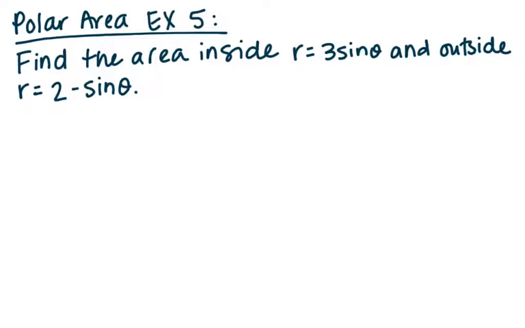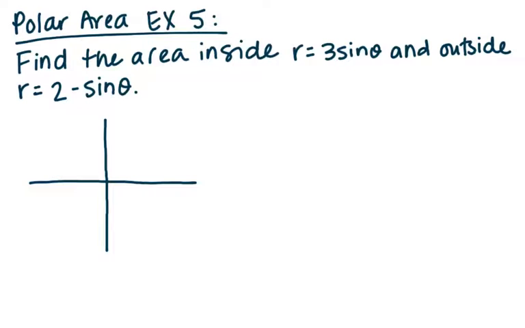All right, so in example 5, we're going to take a look at some polar area that involves two graphs at the same time. So the first one we're looking at is the graph of r equals 3 sine theta, and the second one is r equals 2 minus sine theta. And we're trying to find the area that is inside the first one and outside of the second one. So this is where being able to sketch them is especially crucial, so that you have an idea of what it is you're even looking for.